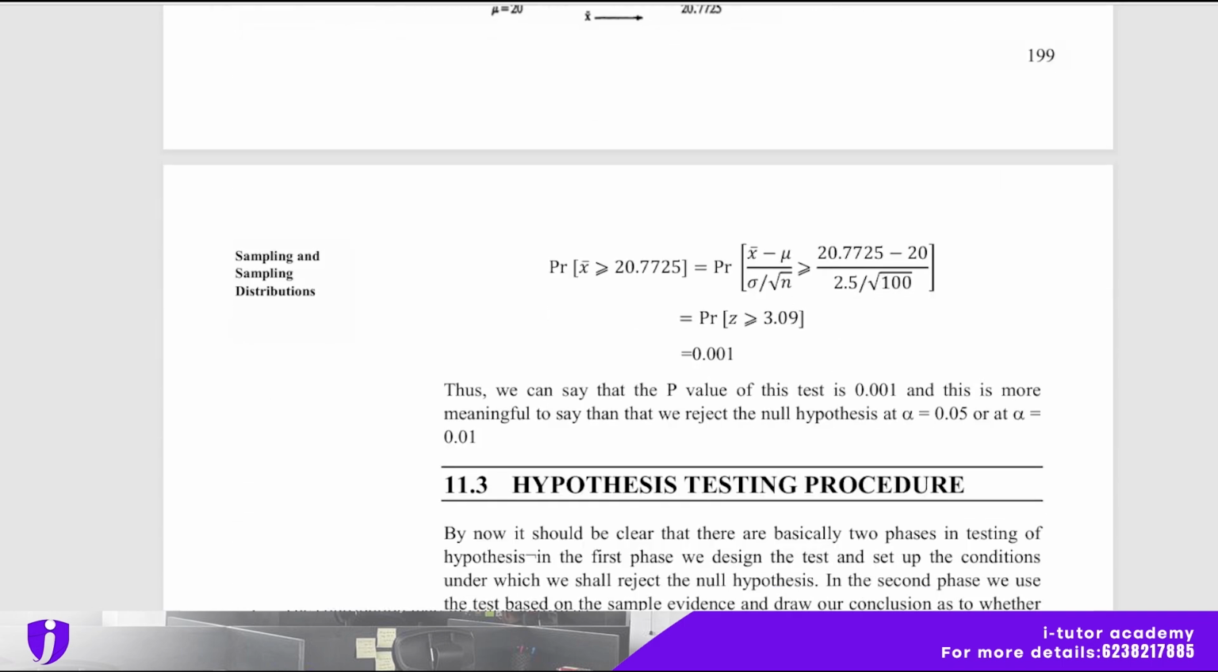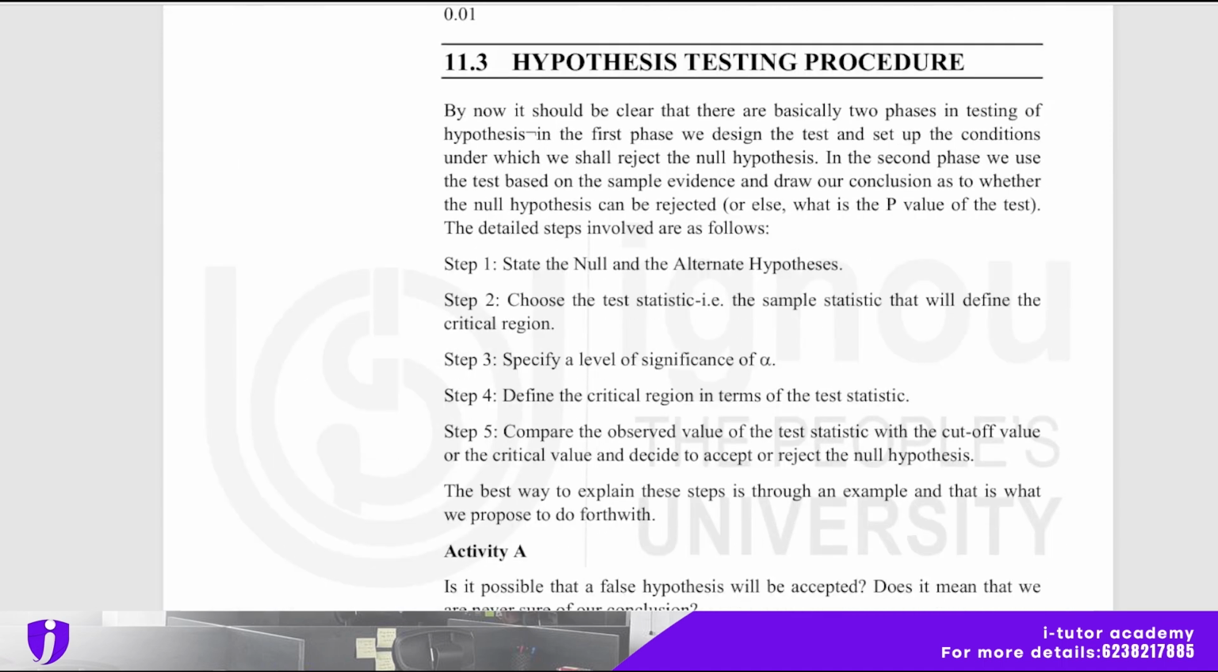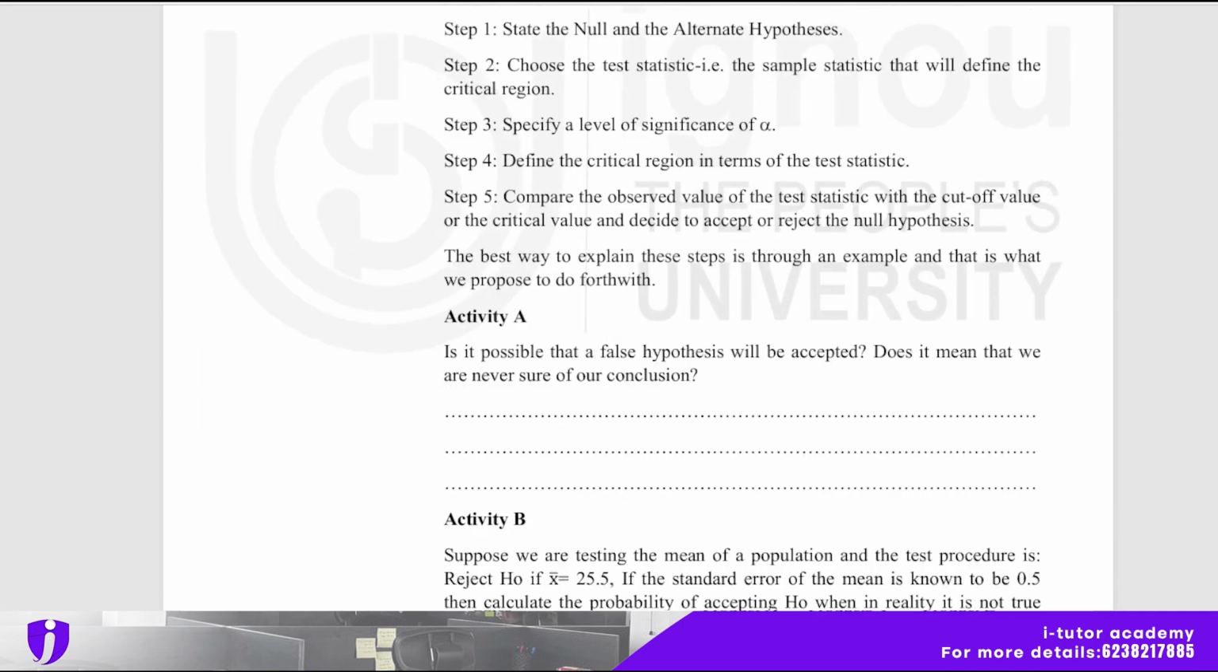And the next section is the hypothesis testing procedure. So what are the procedures? Here are step 1, step 2, step 3, step 4 and step 5. First of all, state the null and alternative hypothesis. Step 2 is choose the test statistic and the sample statistic that will define the critical region. Step 3 is specify a level of significance alpha and define the critical region in terms of the test statistic. And step 5 is compare the observed value of the test statistic with the cut-off value or the critical value and decide to accept or reject the null hypothesis.